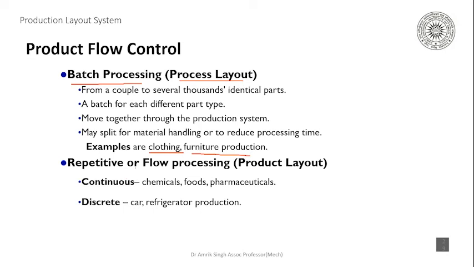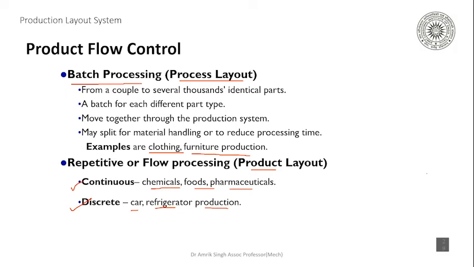In the case of repetitive or flow processing, we go for the product layout. If the products are chemical, food and pharmaceutical, we go for the continuous. If it is a car, refrigerator or other type of production like gear production, tire production, we go for the discrete.